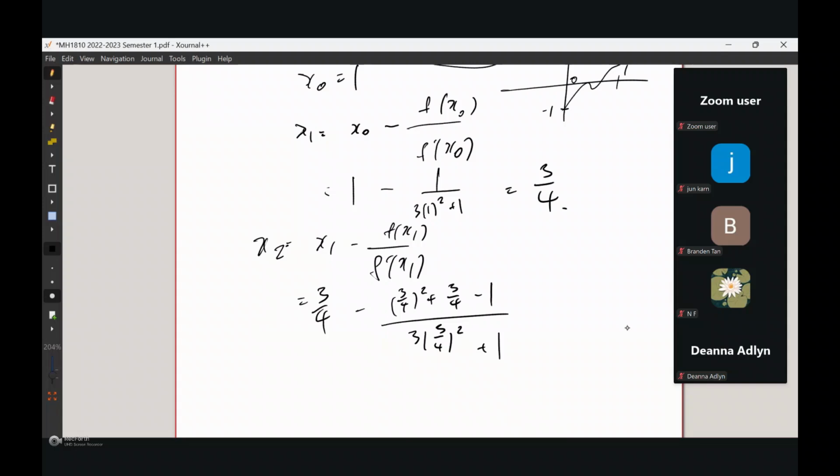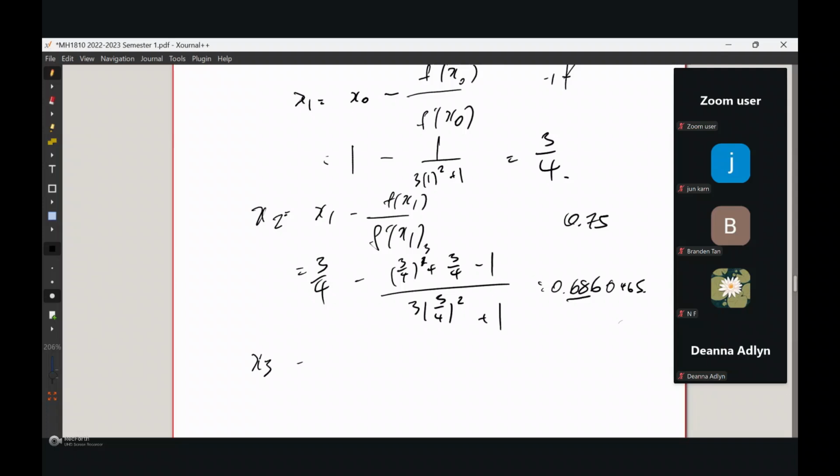Use my calculator to see what I get. 3 over 4, but it is cube, sorry. 0.686. 0.465. You want up to two decimal places. So previously it was 0.75. So you can see you haven't stabilized yet. So we will just keep doing.